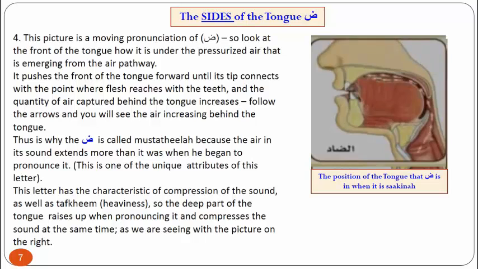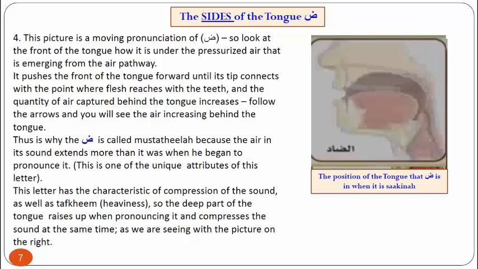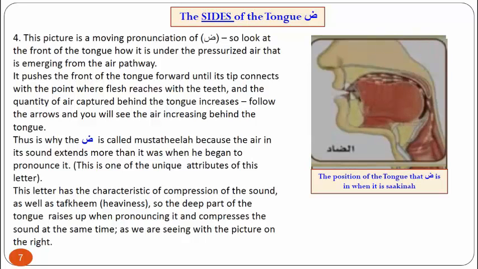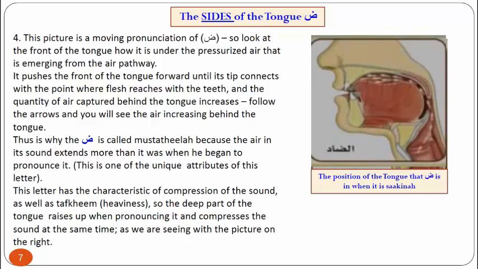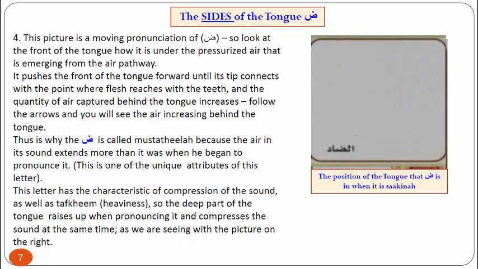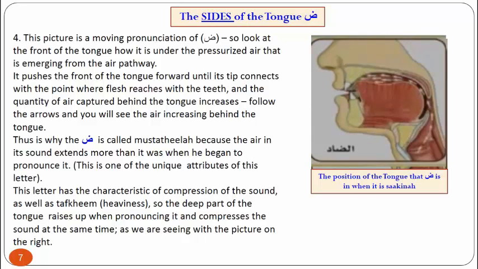This letter has a characteristic of compression of the sound, as well as tafkhim, that is heaviness. So the deep part of the tongue raises up when one pronounces it and compresses the sound at the same time. The deep part of the tongue, the back part of the tongue, raises up, so it narrows the pathway of the sound coming out of the throat, right? And at the same time, it compresses the sound, as we are seeing in the picture on the right.